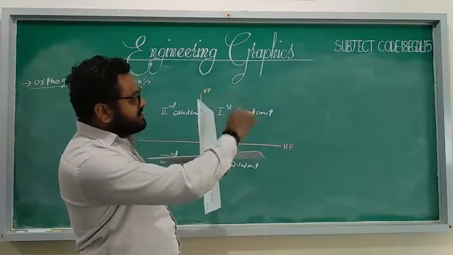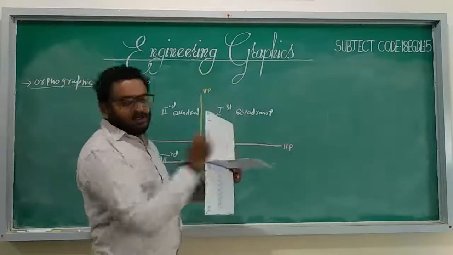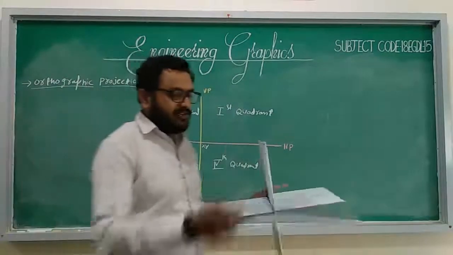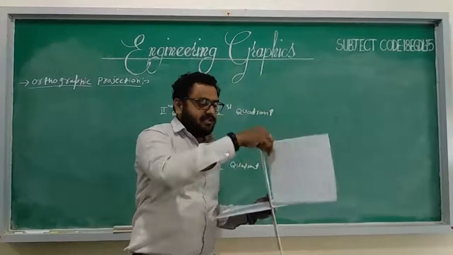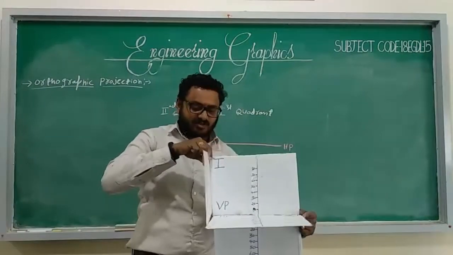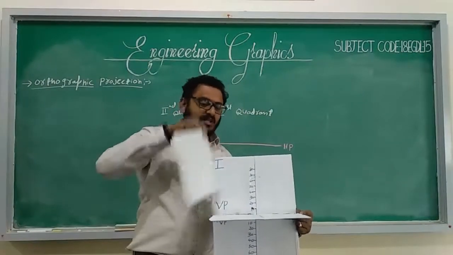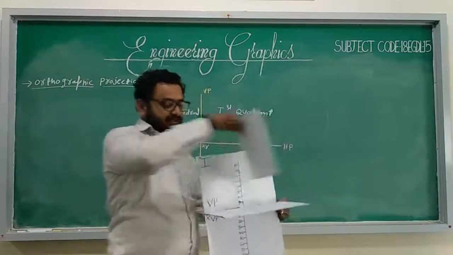We keep the object and the front view, top view, and side view. The side view will be on the side profile planes like this. If we say a closed chamber, the side profile planes will be left and right. Like this it will be.